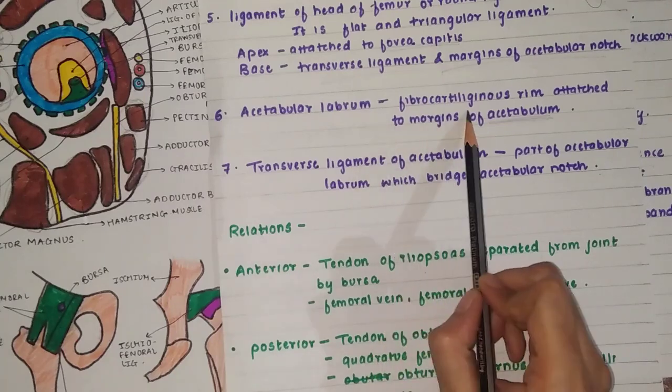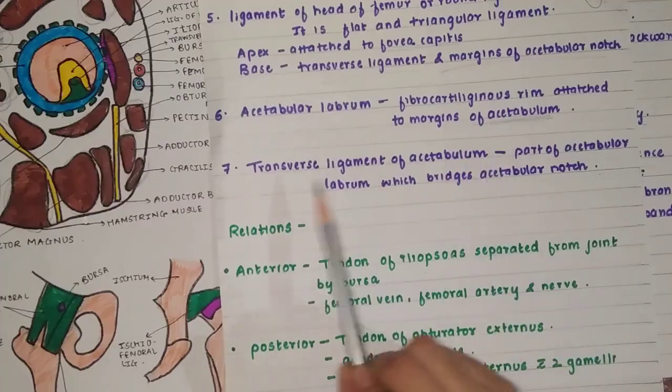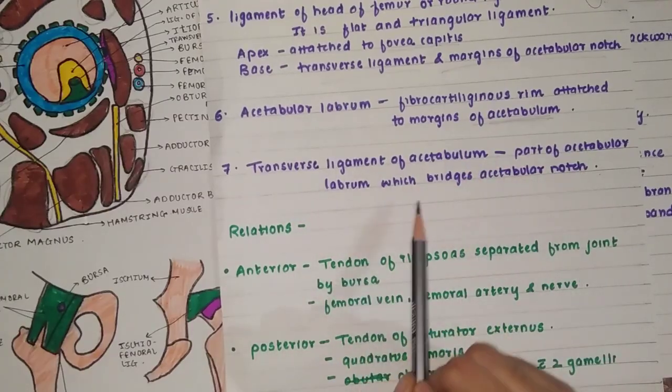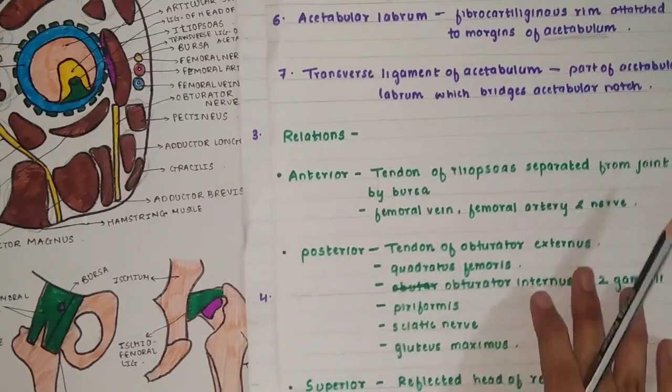Acetabular labrum is a fibrocartilaginous rim attached to the margins of acetabulum. Transverse ligament of acetabulum is the part of acetabular labrum which bridges the acetabular notch. Now we will see the relations.